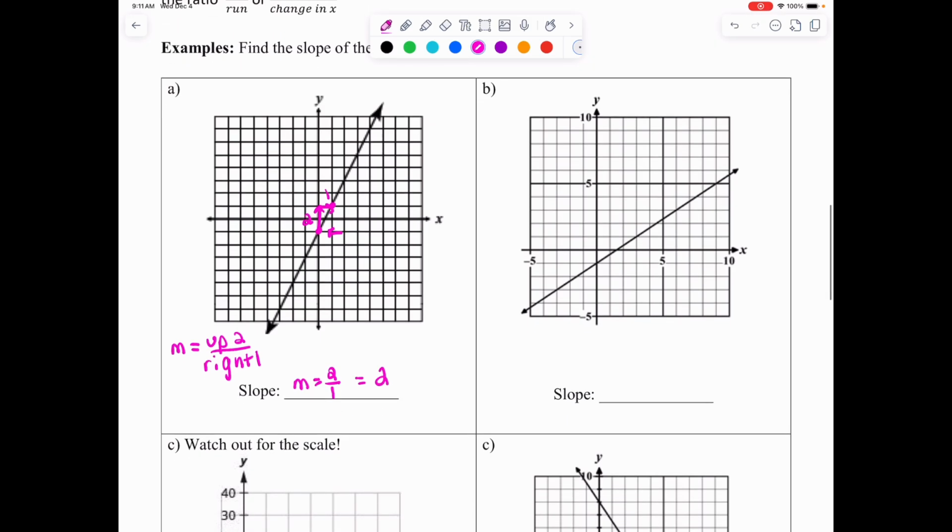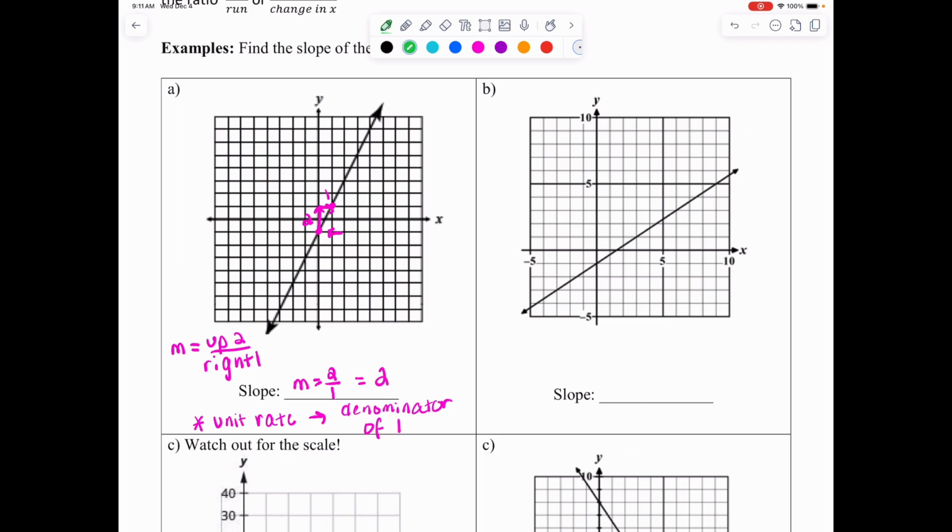So this particular one happens to also be an example of what we would call a unit rate from your previous years. There are times when your slope is going to have a denominator of 1.